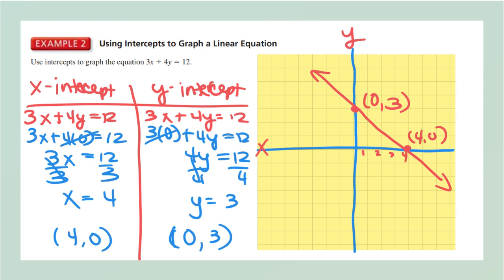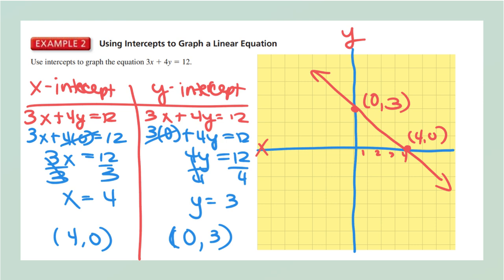Who doesn't understand this? Stop me. If you don't understand, you need to stop and ask questions. All we're doing here is substitution, okay? If we're looking for the x-intercept, all we have to do is substitute y with 0. And if we're looking for the y-intercept, we substitute x with 0.